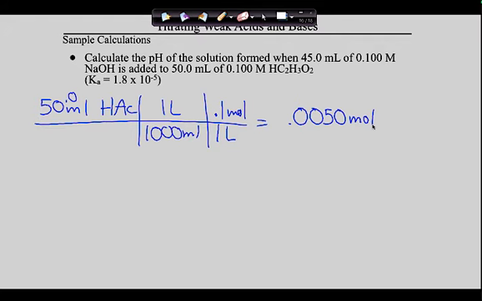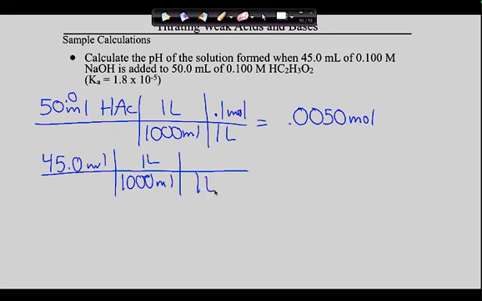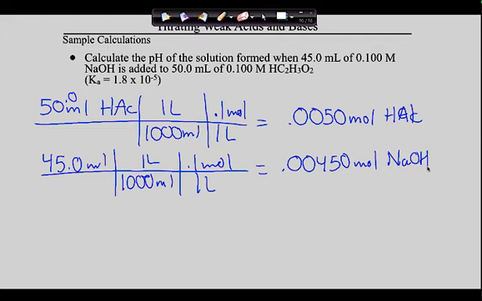Then, while we're here, let's just get all of our background work done. That's all we need to fill in the top line of our I-race box. But we know that eventually we're going to need to know how many moles of base we added. So let's just do that right now. 45 milliliters, so 0.00450 moles. And that's HAC and NaOH. Would you buy those numbers?